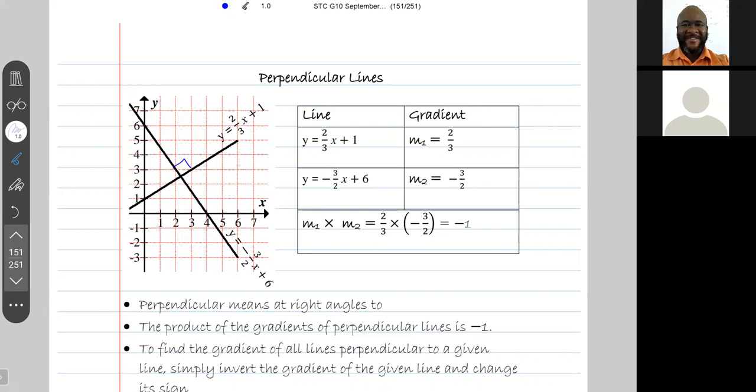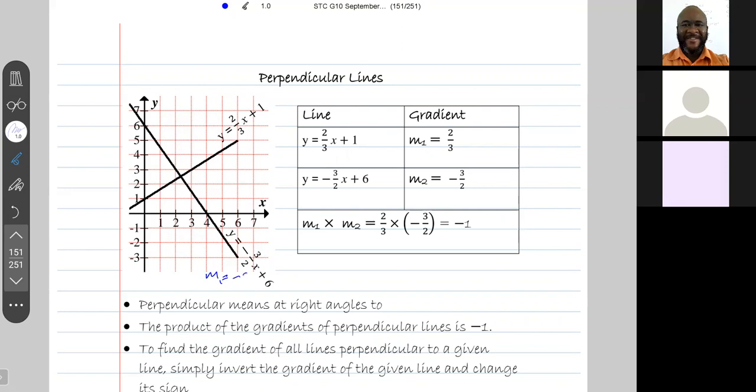Guys, the product of the gradients of perpendicular lines is -1. What is the gradient of this line? I'm calling it M1. What is the gradient of the line y = -3/2 x + 6? What is the gradient of that line? Anybody? Very good. The gradient is -3/2.